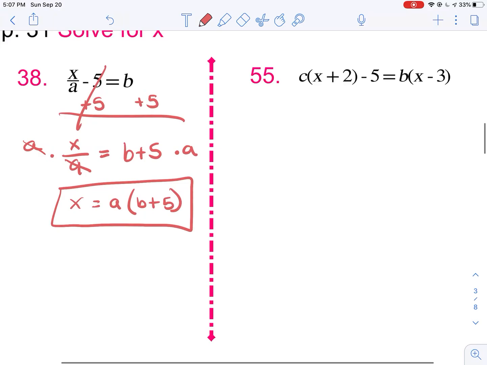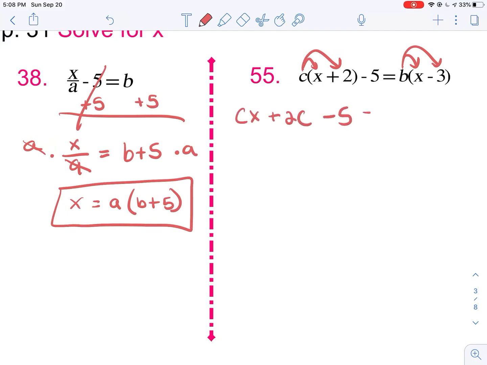We're still solving for x, but we have a problem. Not only do we have 2 different x's in this question, we also have them trapped inside parentheses. So in this case, we're actually going to distribute across the parentheses first, because that's the only way to get these x's to escape out of the parentheses. So I end up with cx plus 2c minus 5 is equal to bx minus 3b. Now we got rid of the parentheses issue, but we still have 2 x's.